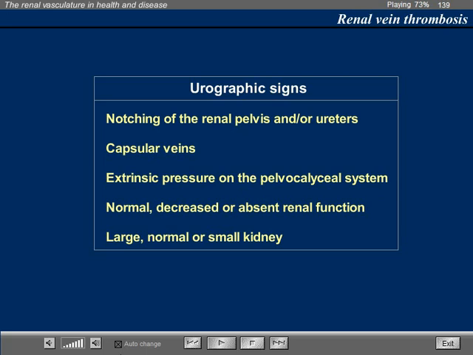The size and function of the kidney are less specific. And remember that the function can be normal, can be decreased, or can be absent. And the kidneys may be enlarged, may be normal in size, or may be small.